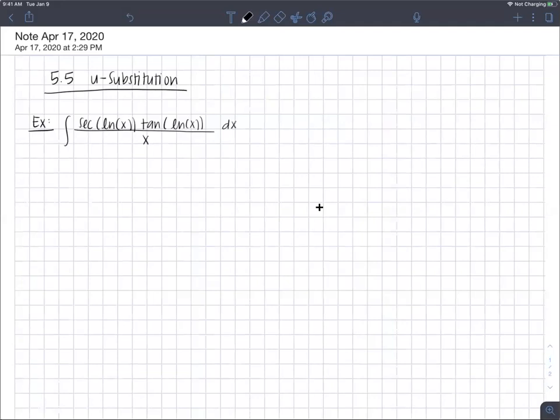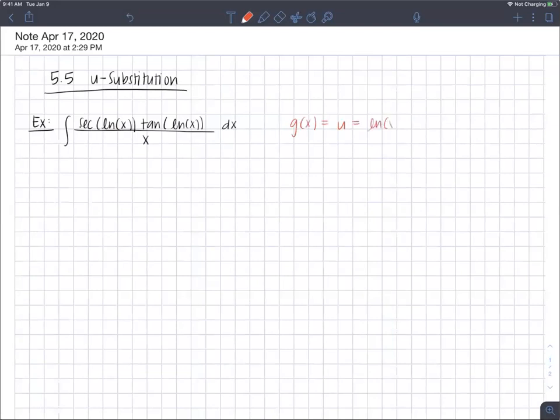And so remember, the first thing that you're going to do is determine what your inside function is, because that's what's going to determine what you make u equal to. So what in this case is going to be our inside function, or our u? Yeah, the ln of x, right? Because that's trapped inside of another function.